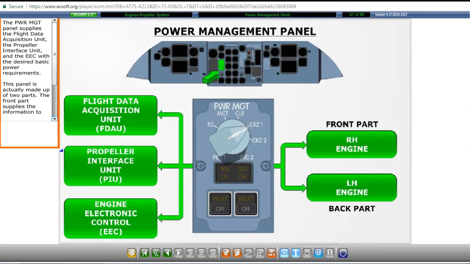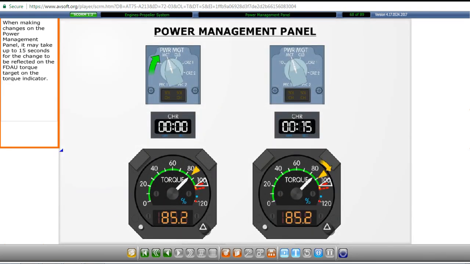The Power Management Panel supplies the Flight Data Acquisition Unit, the Propeller Interface Unit, and the EEC with the desired basic power requirements. This panel is actually made up of two parts. The front part supplies the information to the right engine, and the back part supplies information to the left engine. When making changes on the Power Management Panel, it may take up to 15 seconds for the change to be reflected on the Flight Data Acquisition Unit torque target on the torque indicator.